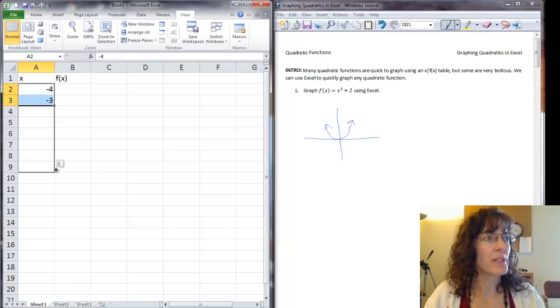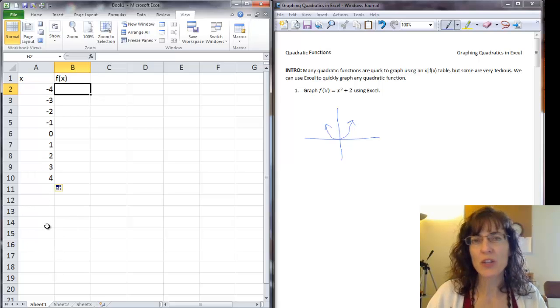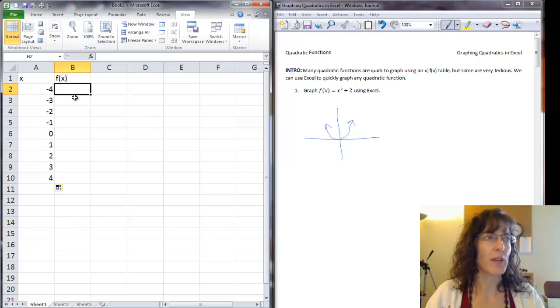So I'm going to go all the way until it shows me 4, because that's what I started with, -4, and I want to see what this is going to look like. So those are just x values. I could choose anything I want for the x's, and then I just have to plug them into my equation to find the f of x part.